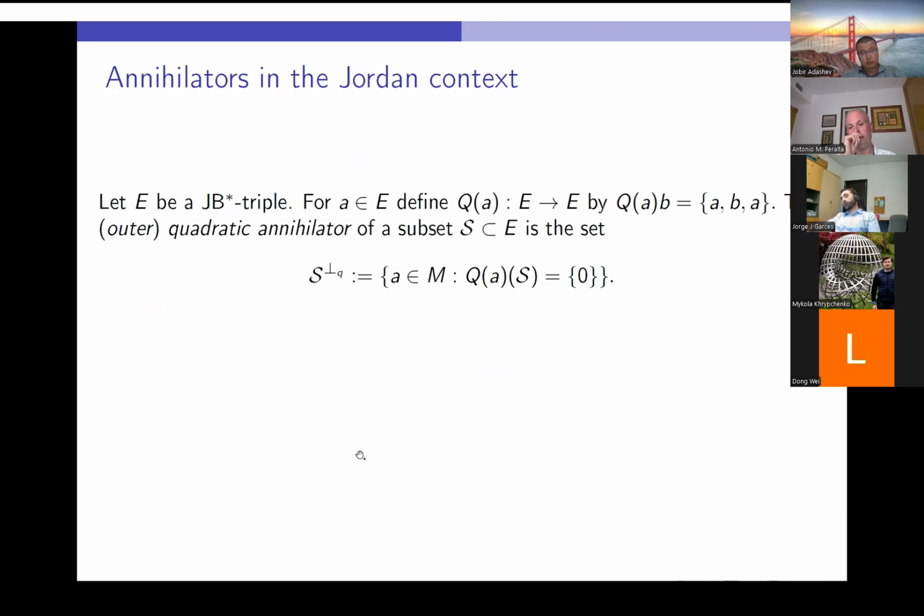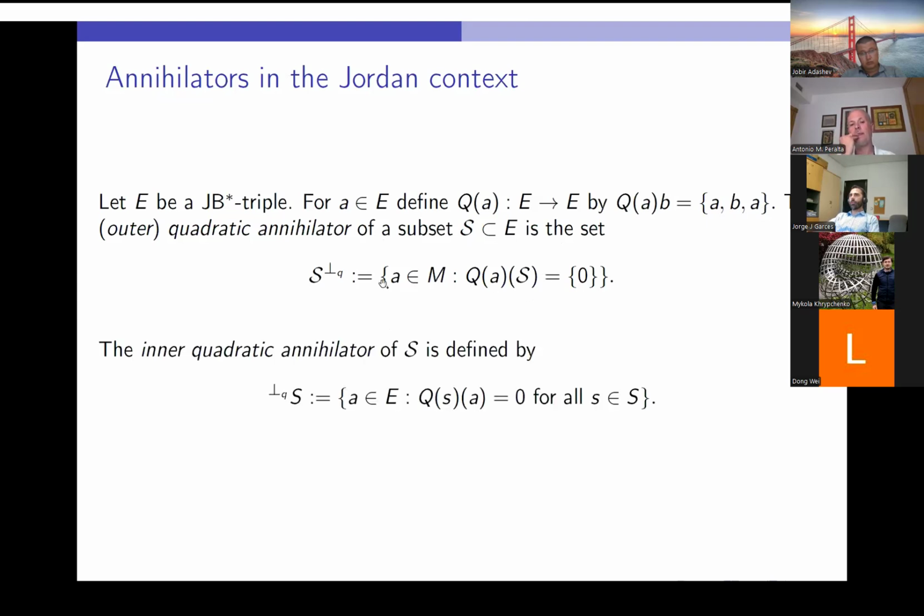First, we need to talk about annihilators in the JB*-triple setting. So given a JB*-triple and a fixed element a, we define the Q operator by this formula. This is a conjugate linear operator. And for every subset, we can define the outer annihilator of the set by this formula. This should be an A here. And the inner quadratic annihilator of the set can be defined by this other formula.